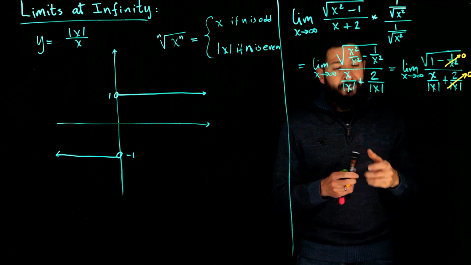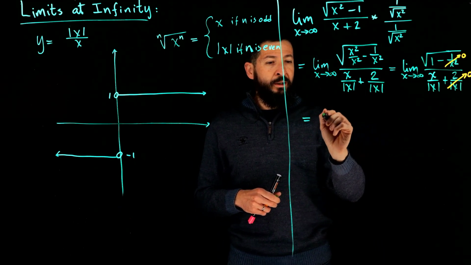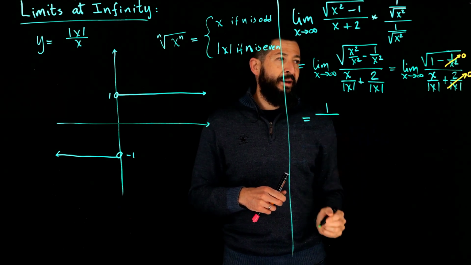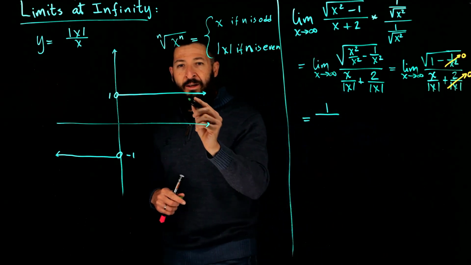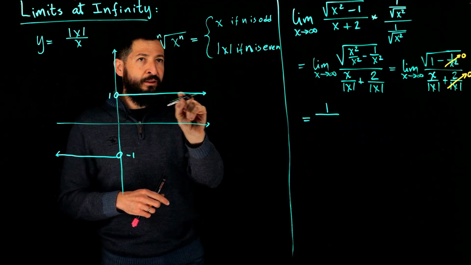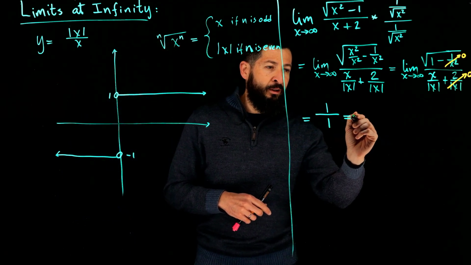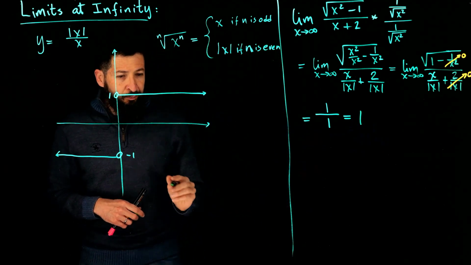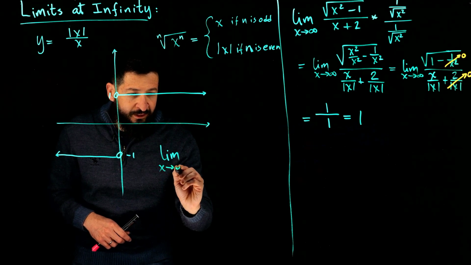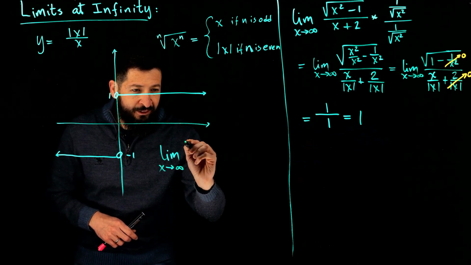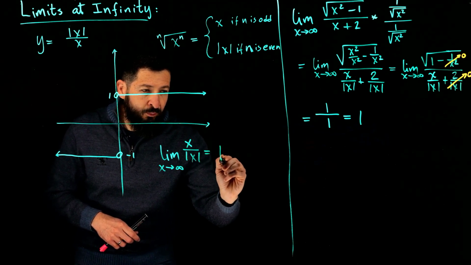So now I'm left with the limit of the square root of 1, which is going to be 1, over, and now I have this term right here, which if you look at the limit as x goes to positive infinity in this direction, is going to be a 1. And so our limit becomes 1. So actually, it would be a good thing to record that fact. The limit as x goes to infinity of x over the absolute value of x is going to be equal to 1.